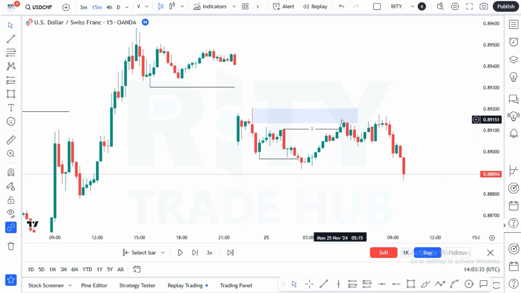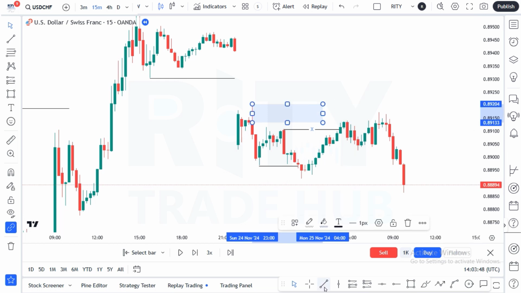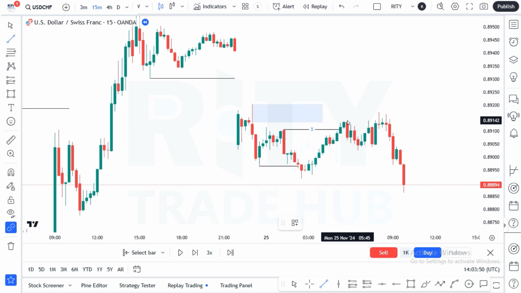Okay, so price reacted from here, and what happened? The price needed more liquidity to fuel the sell move right here, and as you can clearly see, price pushed higher to sweep this high around this zone. Okay, so this is our engineered liquidity where price has grabbed more liquidity from this zone.